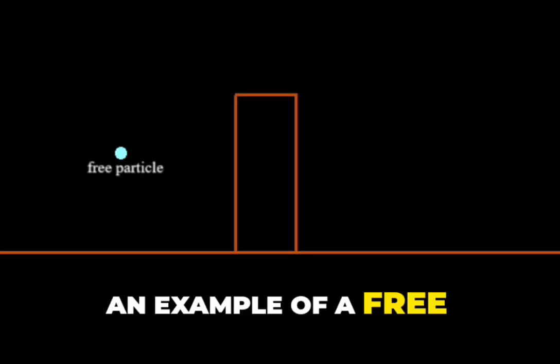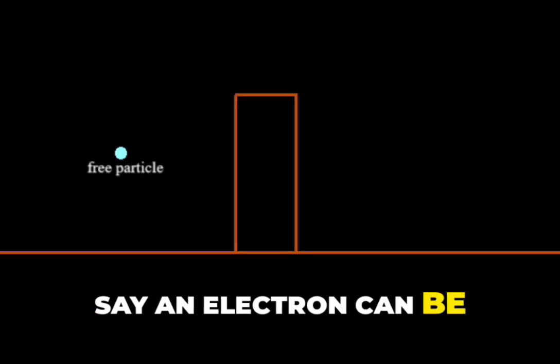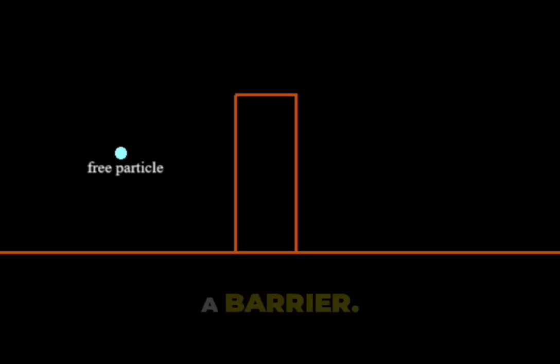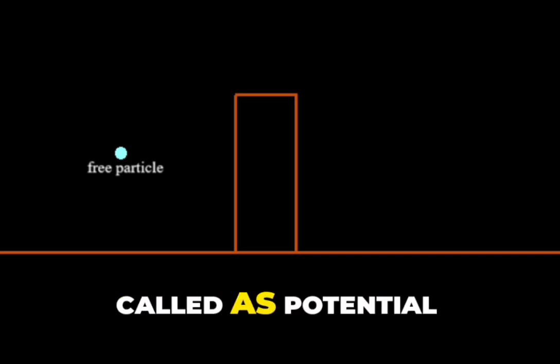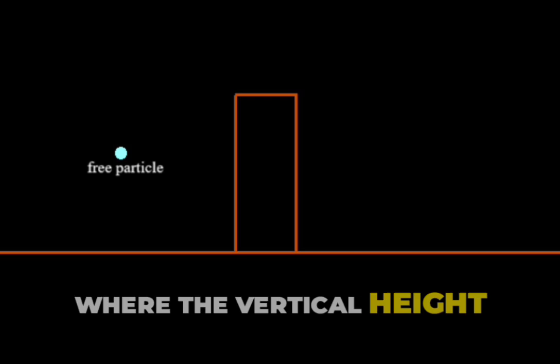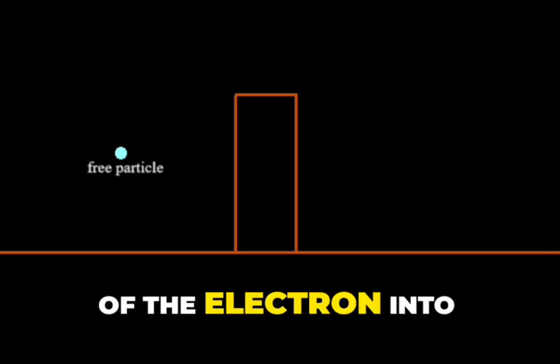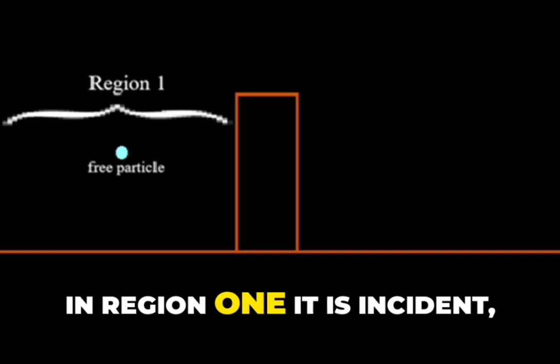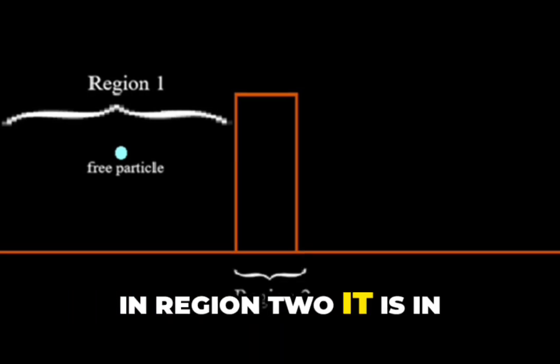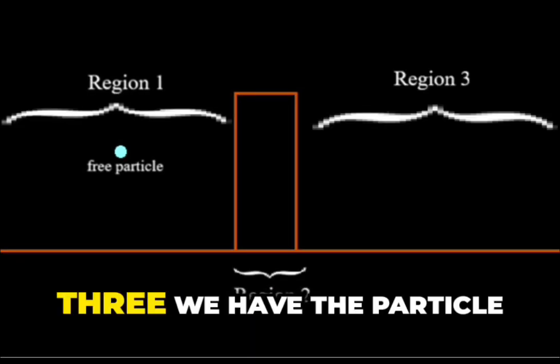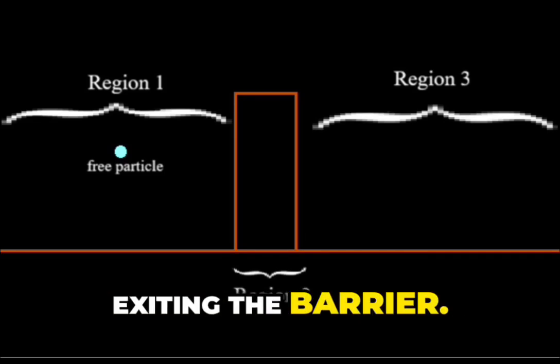An example of a free particle, say an electron, can be taken wherein it encounters a barrier. These barriers are commonly called potential barriers, where the vertical height represents the potential. We can divide this diagram of the electron into three regions. In region 1 it is incident, in region 2 it is in the barrier, and in region 3 we have the particle exiting the barrier.